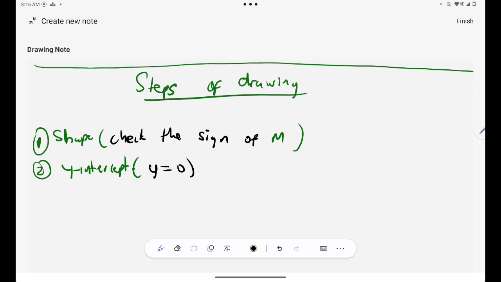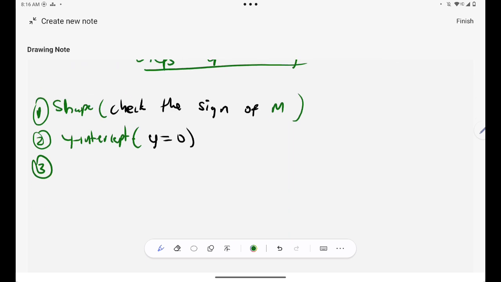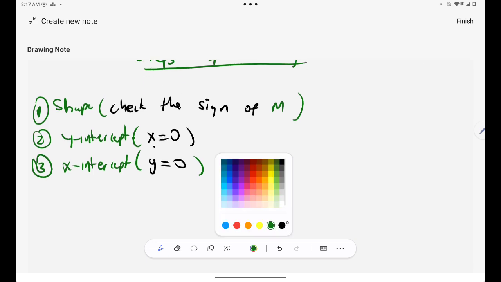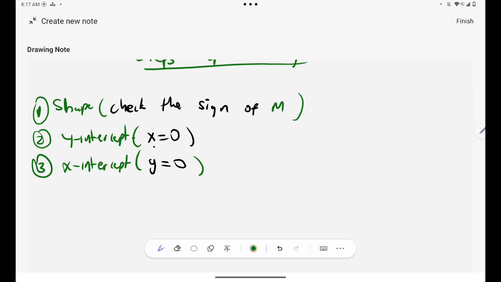Are you together? And then thirdly, find your x-intercept. I don't care what kind of a graph you're dealing with. Whenever you find your x-intercept, you must always make y 0, then you solve for x. I made a mistake there. On the y-intercept, you must always make x 0, solve for y. Are you together? And then lastly, you must check your restrictions.